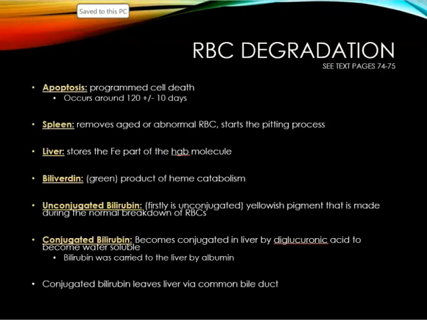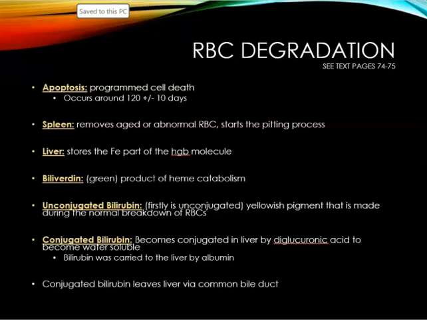The last concept we're going to cover in this video lecture is red blood cell degradation. There are several steps that go along with red blood cell degradation. The first thing we need to understand is apoptosis. This is programmed cell death. And again, this occurs around 120 days, because our red blood cell lifespan is about 120 days plus or minus 10 days.